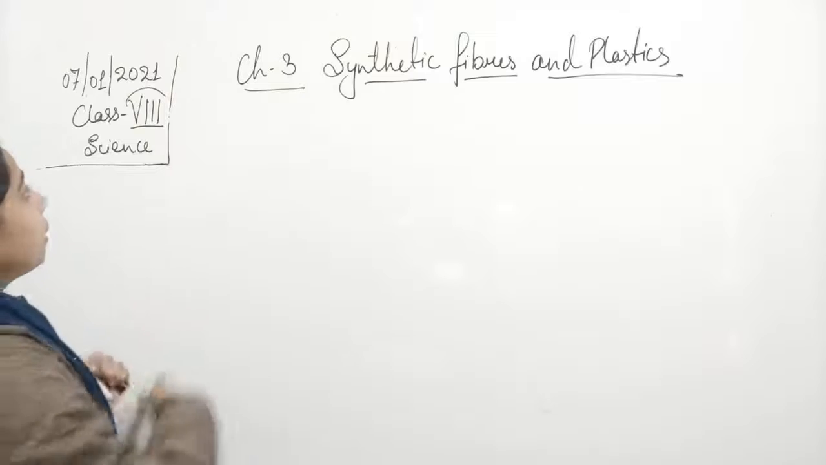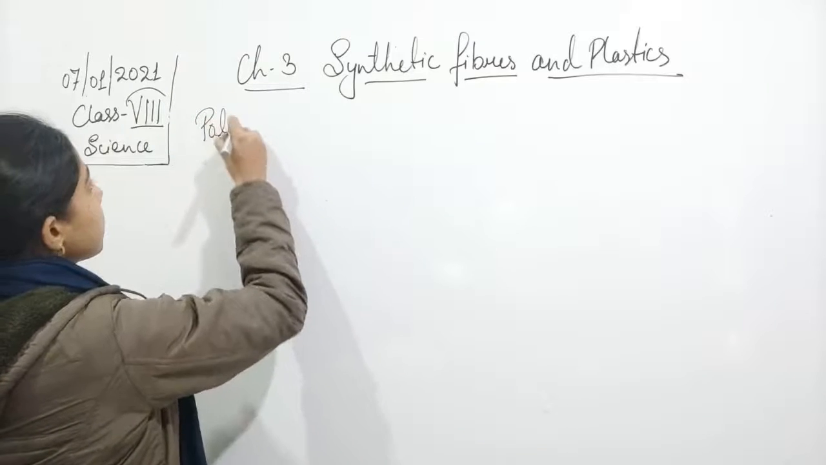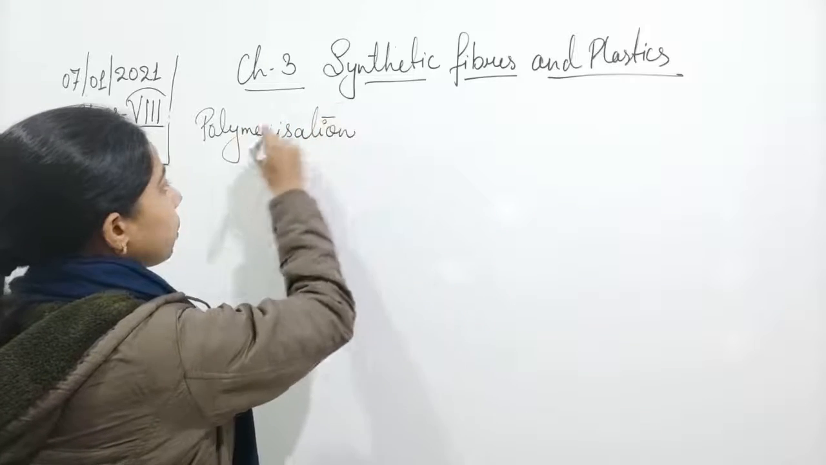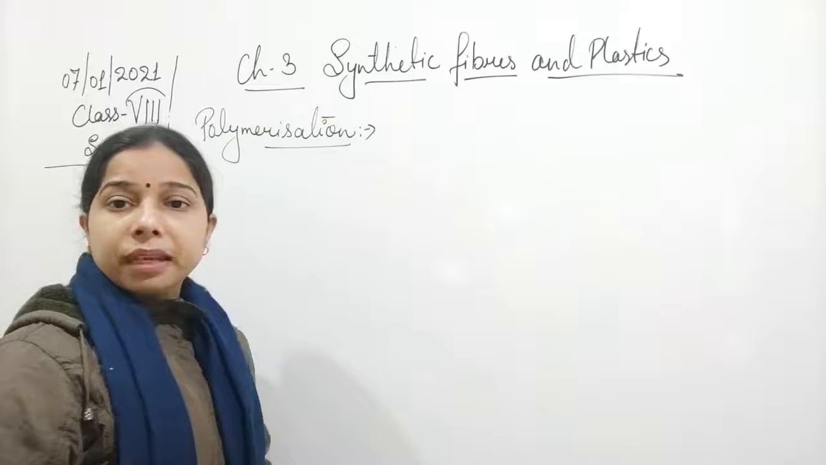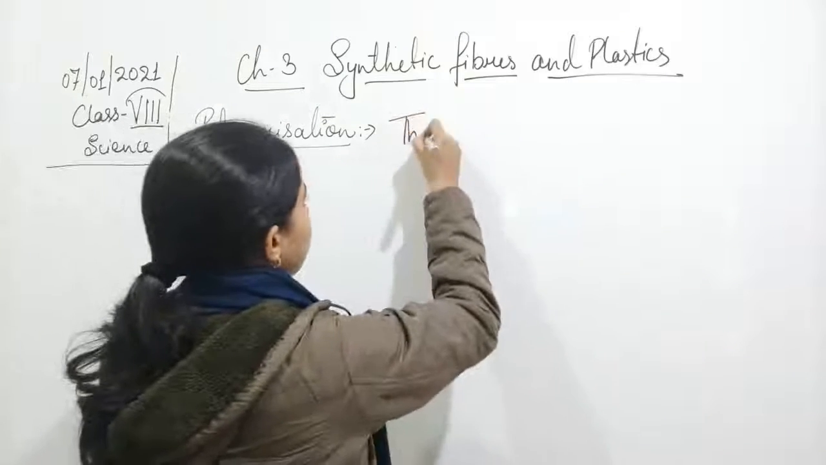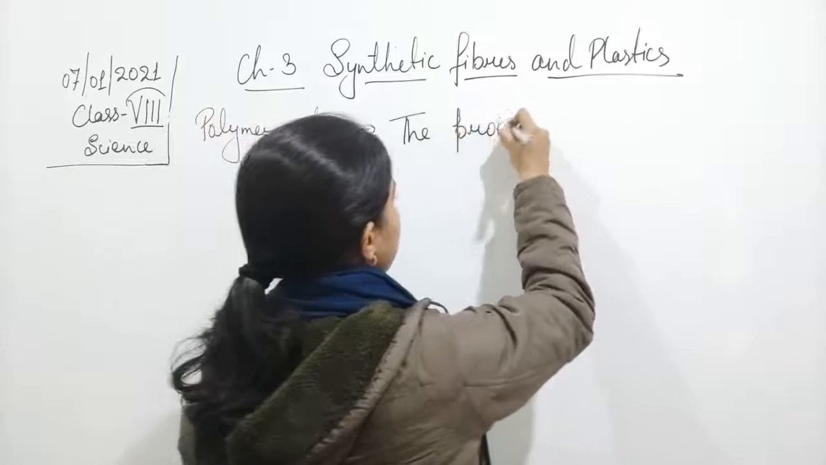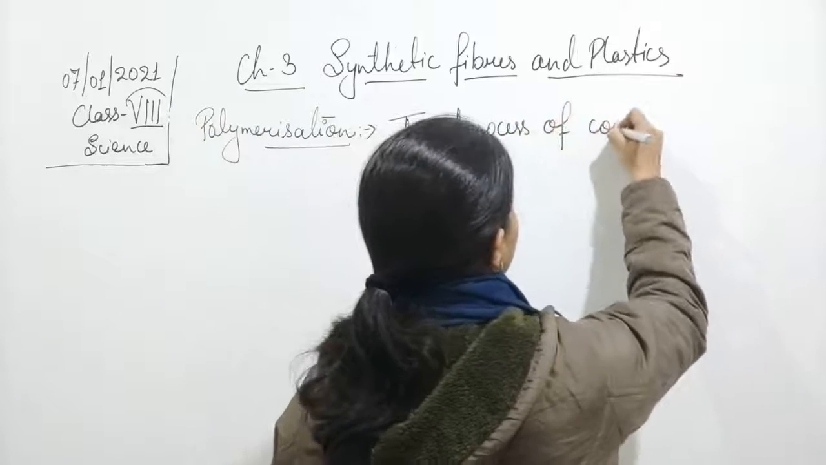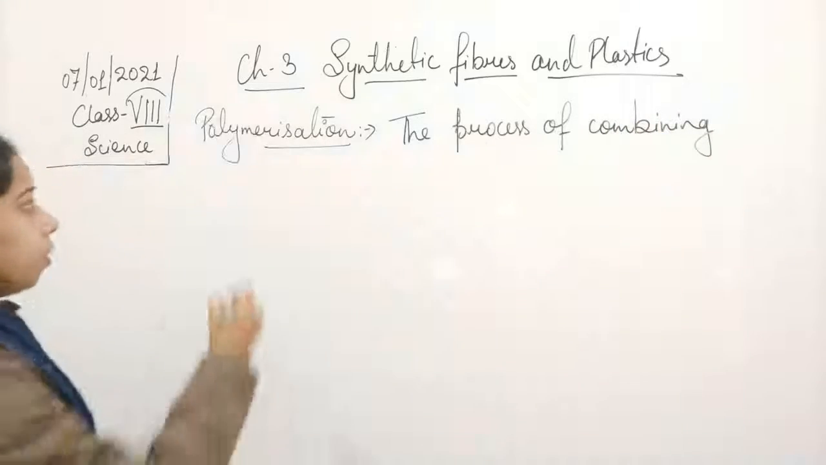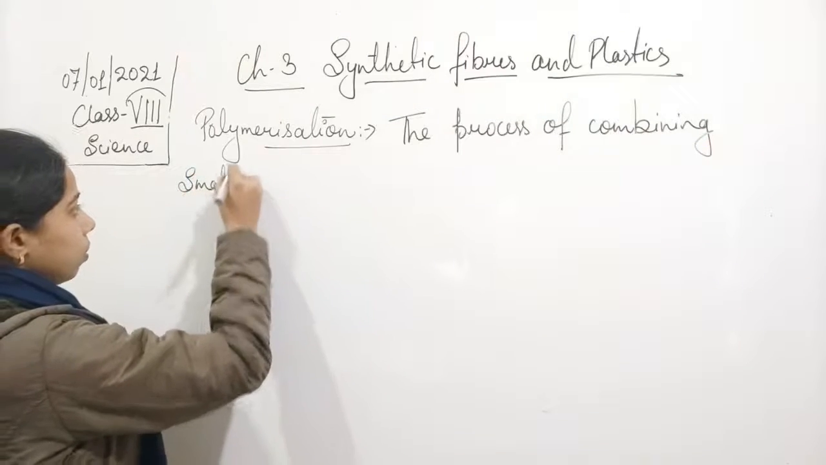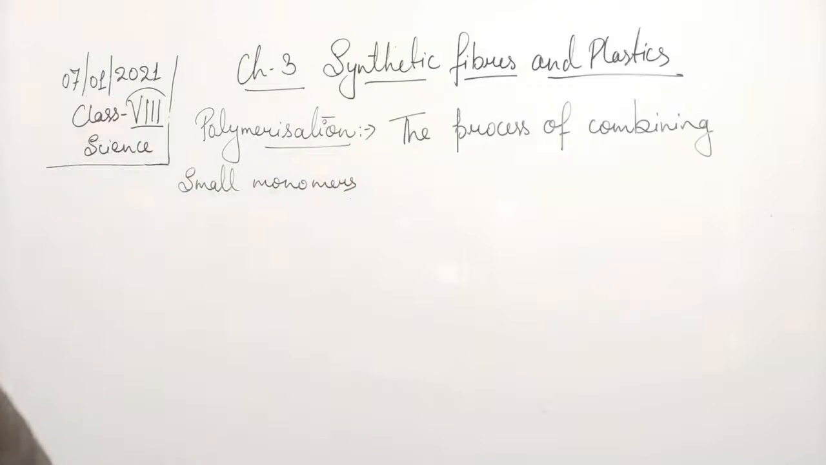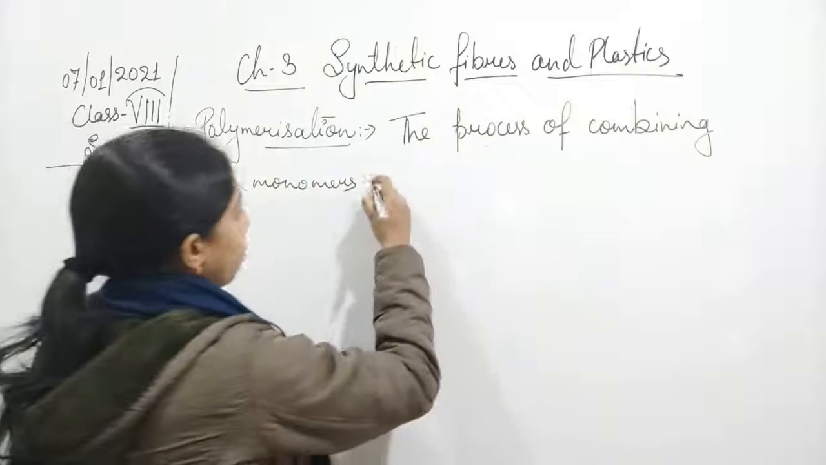So we can write the definition of polymerization, students. What is polymerization? It is the process of combining small monomers to form a polymer.